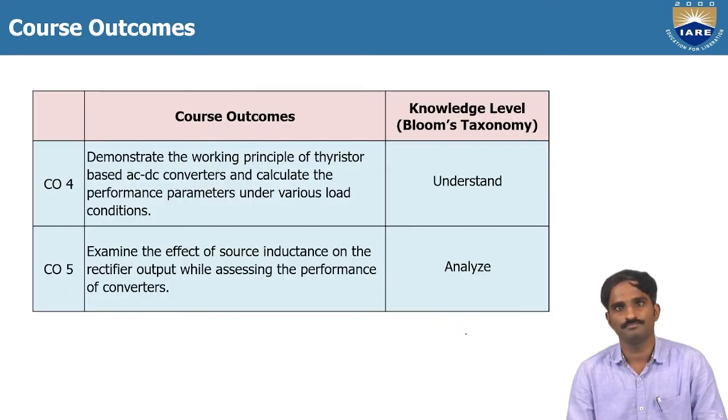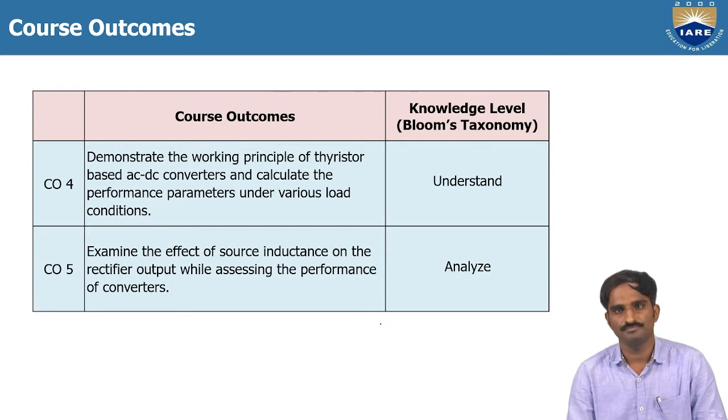Before going to that, let me explain what the course outcomes are and how they match the Bloom's taxonomy, which is the knowledge level. As we know, there are different Bloom's taxonomy levels. For module 2, the course outcomes are CO4 and CO5. Course outcome 4 states: demonstrate the working principle of thyristor based AC to DC converter and calculate the performance parameters under various load conditions.